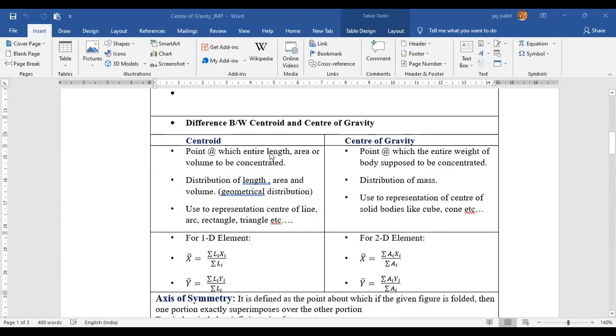Now, for the student who has joined late, please note down these formulas, we will need them. For a 1D element, x bar equals summation li xi divided by summation li, and y bar equals summation li yi divided by summation li. For a 2D element, x bar equals summation ai xi divided by summation ai, and y bar equals summation ai yi divided by summation ai. Please note down these two formulas.